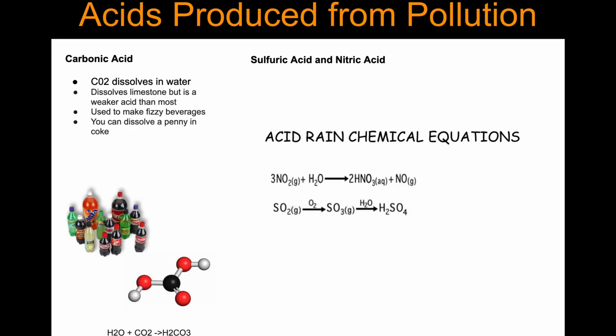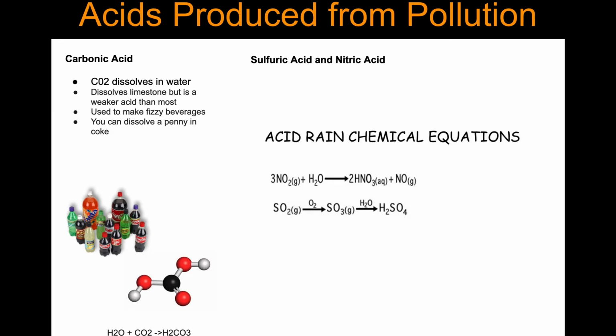Acids produced from pollution. So carbon dioxide dissolves in water, dissolves limestone, but is a weaker acid than most. Used to make fizzy beverages. You can dissolve a penny in Coke. So Coke literally is quite acidic. So acid rain really damages our plants and our animals. In fact, fish can't live at a very high pH. They'll just begin to die.